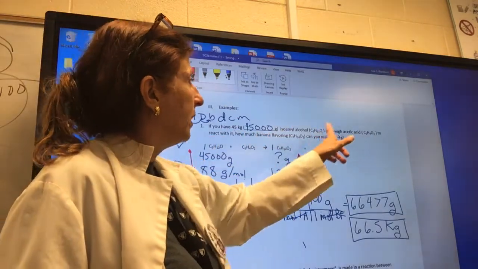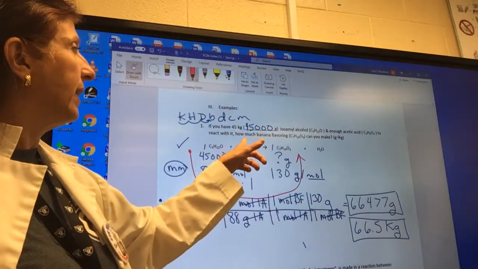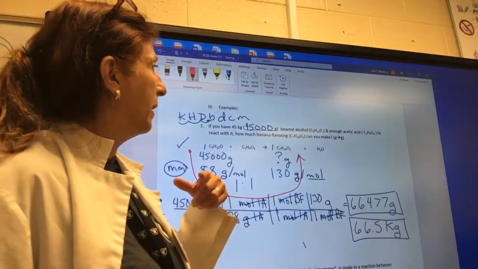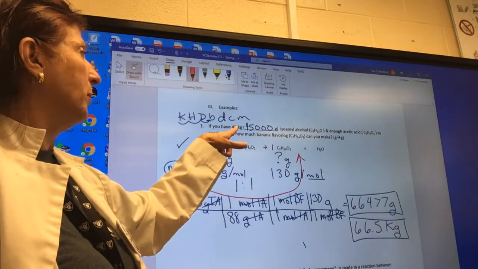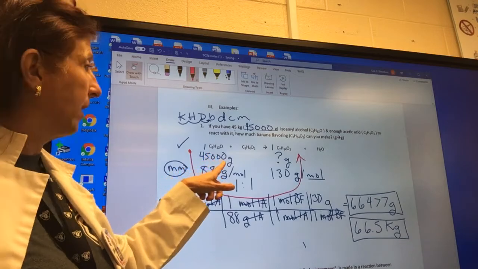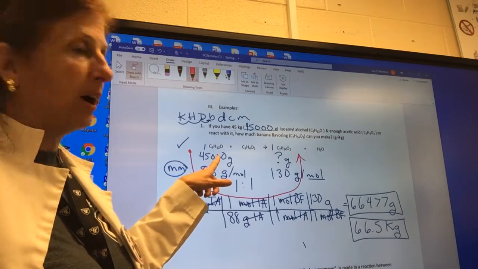Isoamyl alcohol and enough acetic acid to react with it. How much banana flavoring can you make? So the first thing is what we know. We know 45,000 grams isoamyl alcohol, that one.